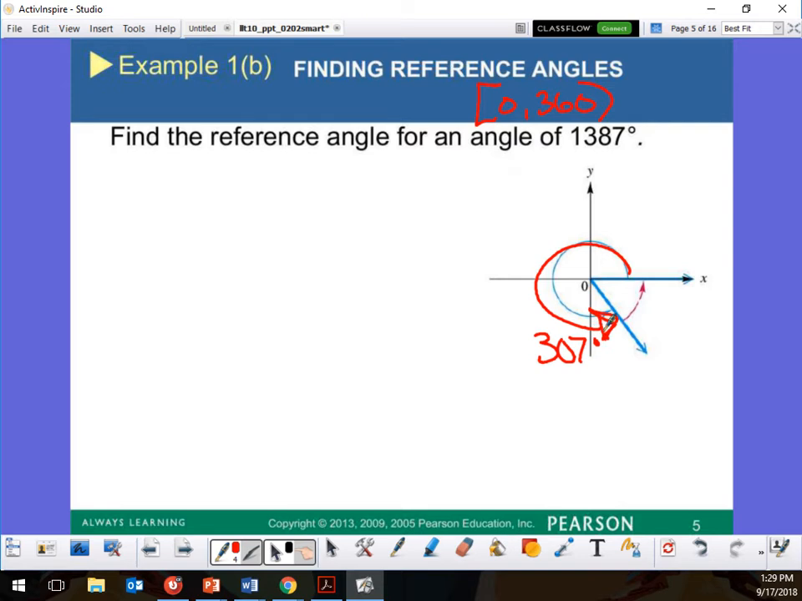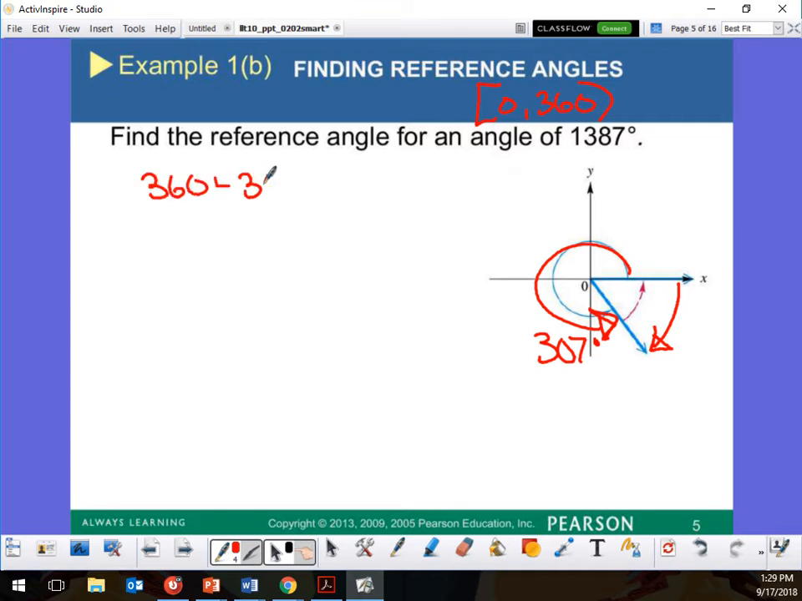Now, think about this. I want to go all the way to here, but I only want the distance from here this way, because I said from my line to the x-axis. If I go all the way to that line, what would that be? Not 270, keep going. That would be 360. I went 360, but I only went from here to here, so 360 minus 307.